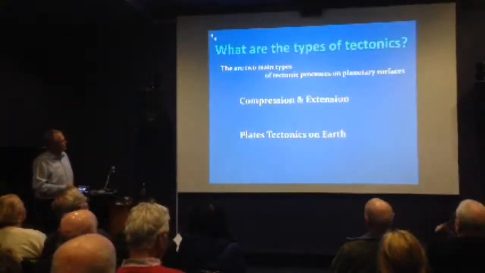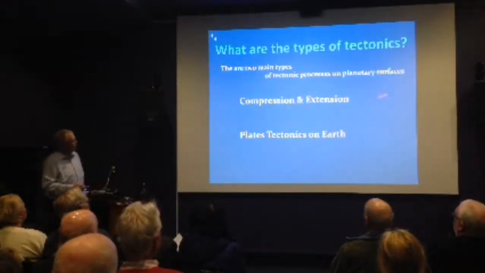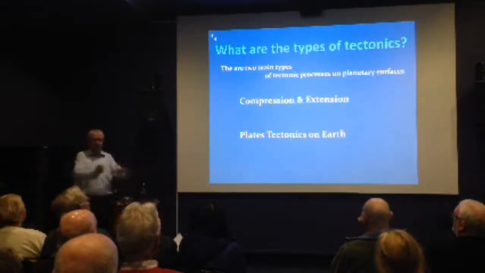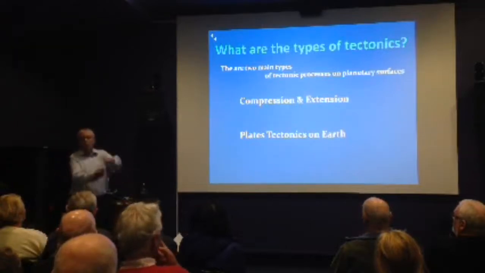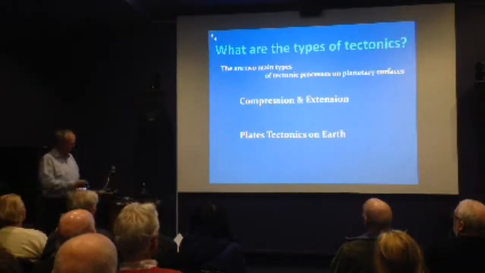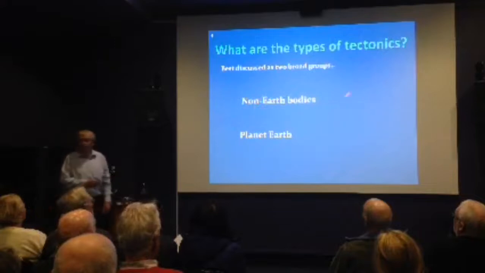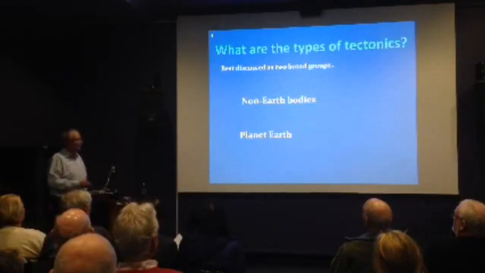So the next thing is to look at whether there are different types. Yes, there are different types of tectonics. The main ones are compression and extension. In other words, it can be compressed or go outwards, and it can go horizontally or it can go vertically. And then, as we mentioned, the special case of plate tectonics on Earth. I personally find it's easier to break it up and have a discussion on all the non-earthly solid bodies of the solar system, and then go on to talk about planet Earth as a separate special entity.